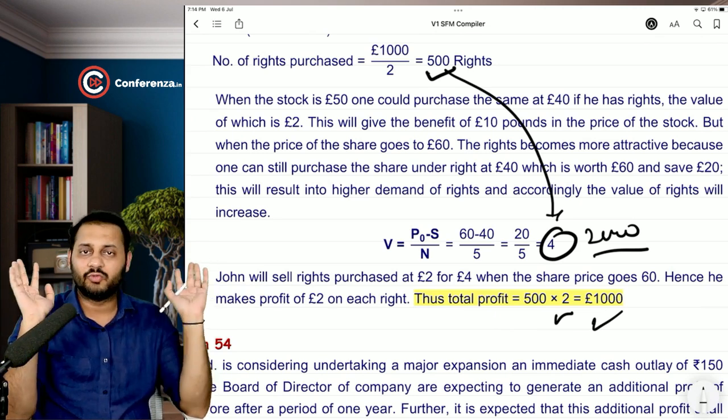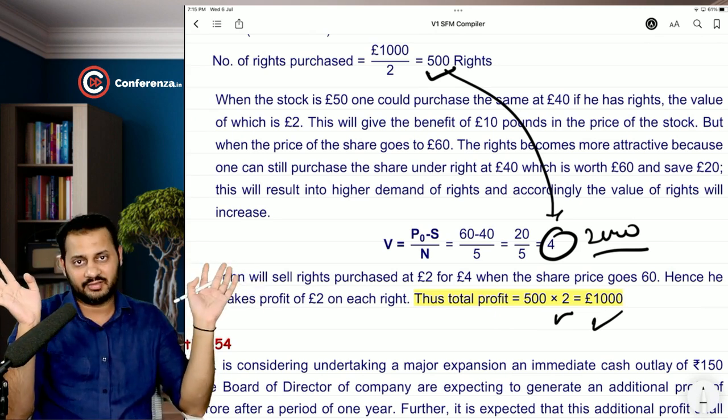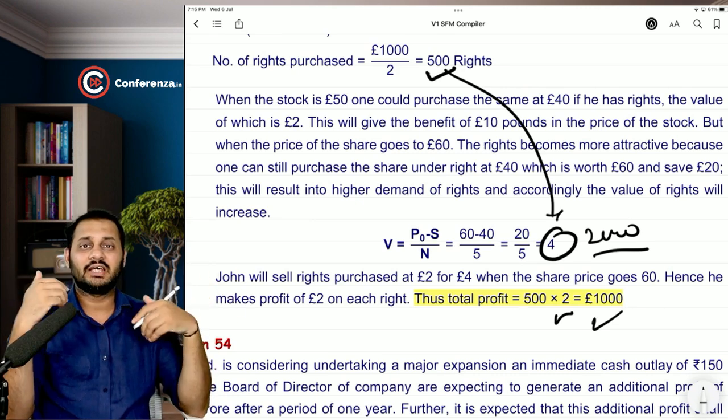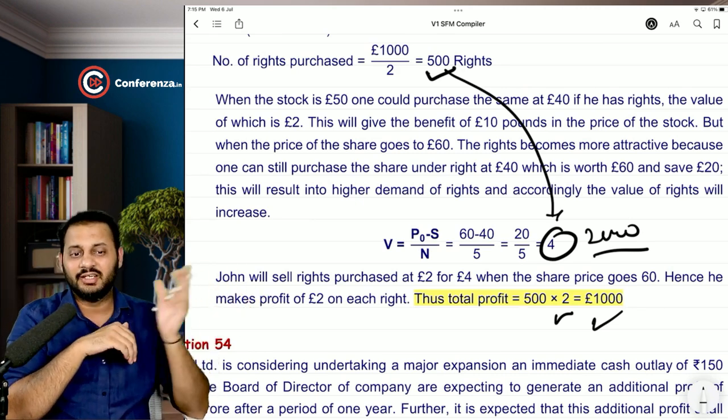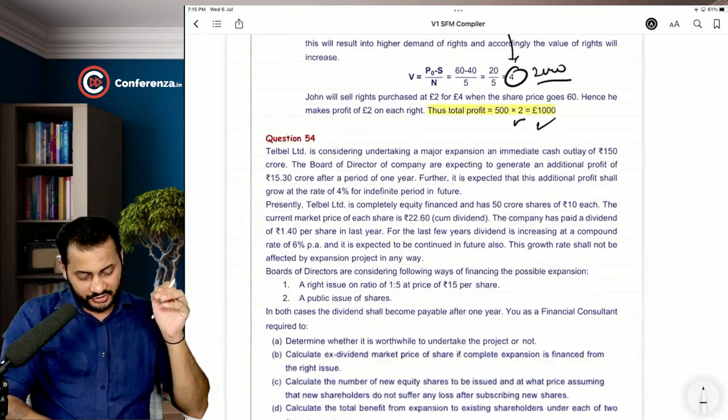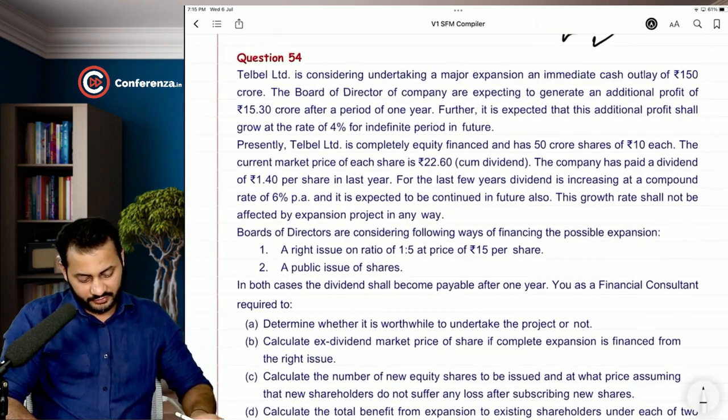That's it. I did not want to buy the shares under that. I was just speculating. That means I was risking my money to earn the profit, and fortunately I earned it. Question number 53 is completed. Question number 54 is going to be the next question.